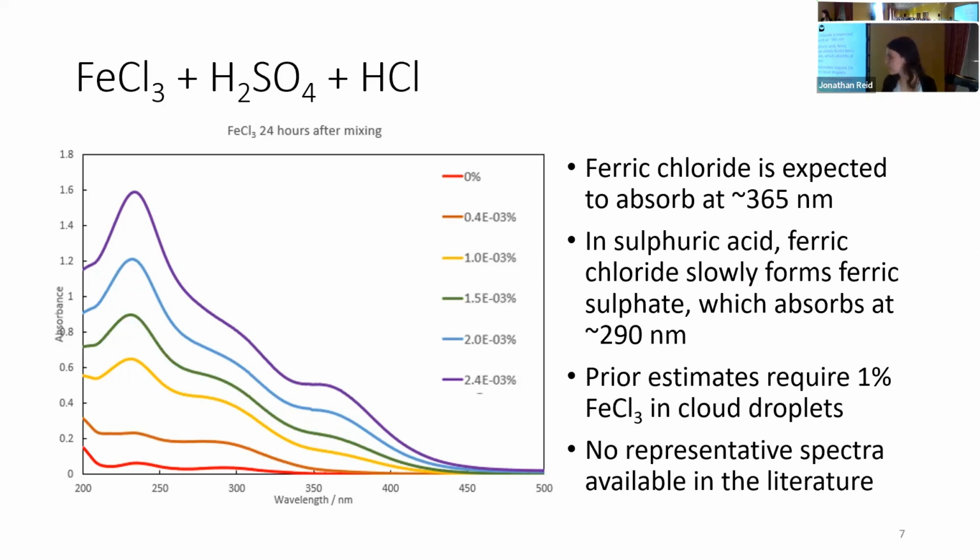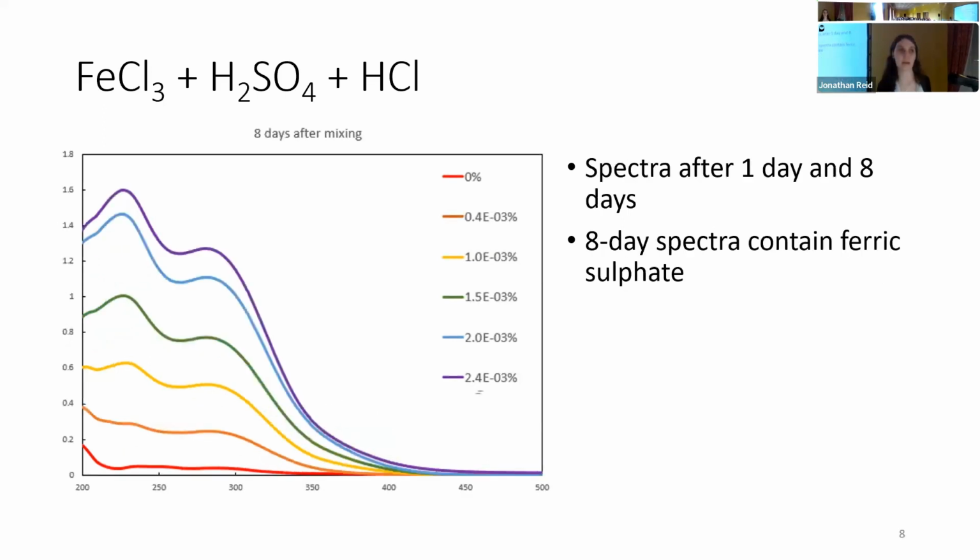So down at the bottom in the red, this is pure sulfuric acid, increasing in concentration. This is what it looks like after 24 hours. This is what it looks like after a week. And you can see they're very different. So what we're seeing here is ferric chloride turning into ferric sulfate.